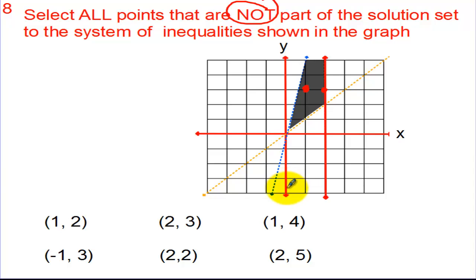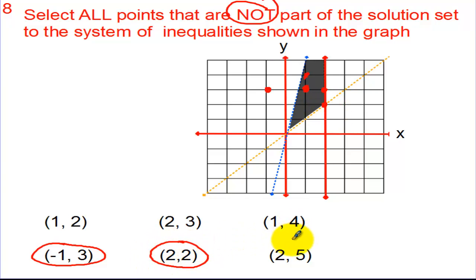(1, 4). Okay, this is also a solution. Negative 1, 3. So this is not a solution, so we are going to select (-1, 3). (2, 2). Alright, this point is on a solid line and on a dotted line. Therefore, this is not a solution. So we are going to choose (2, 2).